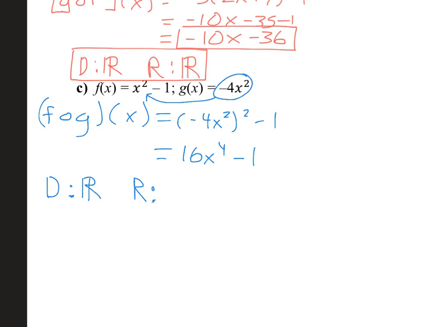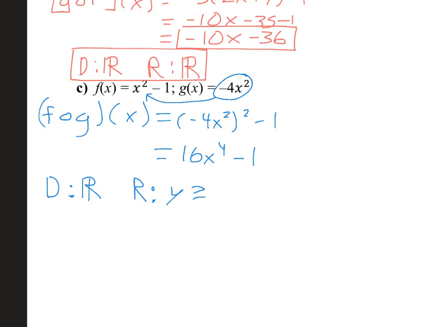We know when it's even, it's either both ends up or both ends down. This is going to be both ends up because the leading coefficient is positive. So because it's both ends up, I know again we have a minimum. Whenever you have a minimum, y always stays greater than or equal to that value. So I'm going to show you guys a way to find the minimum by just thinking about it logically.